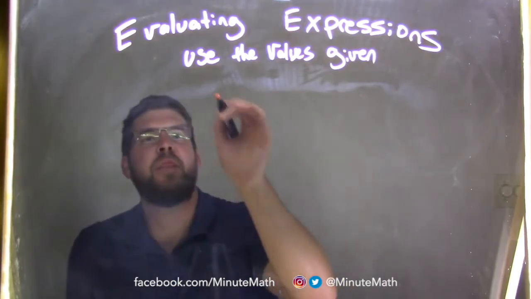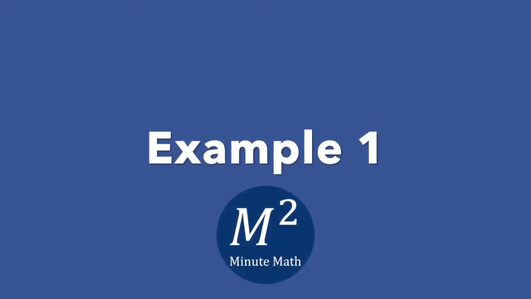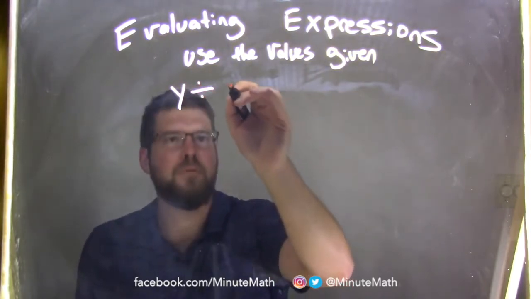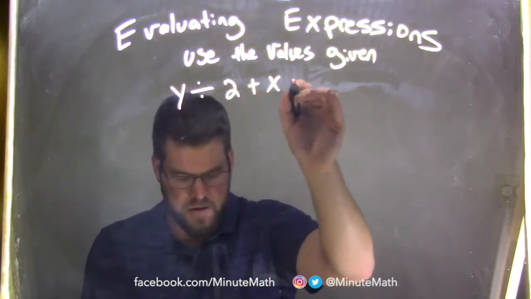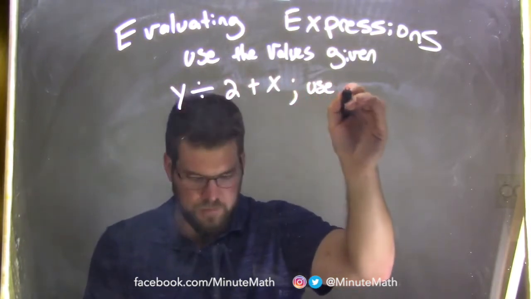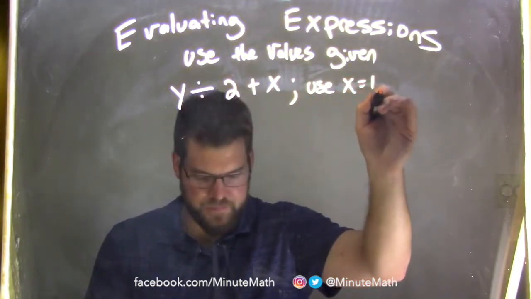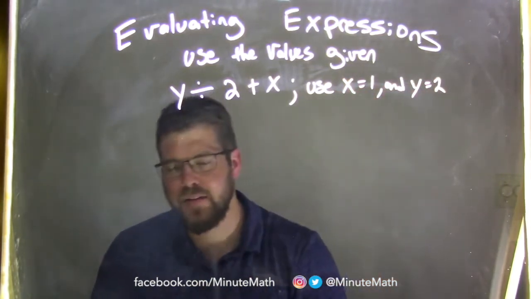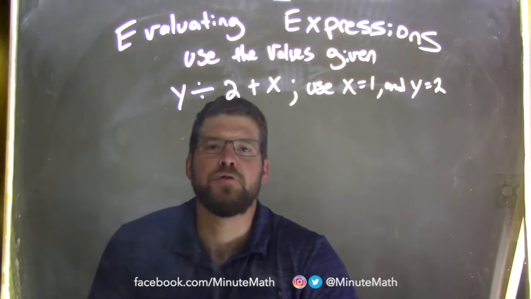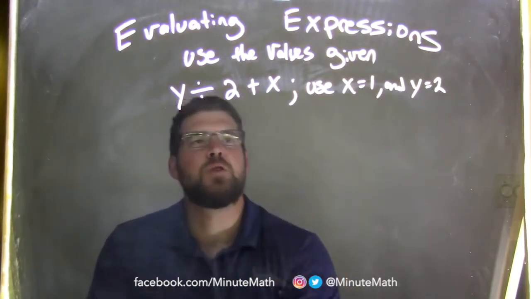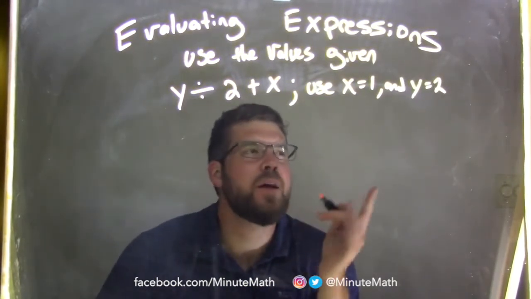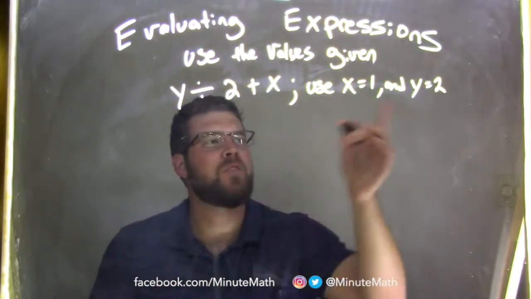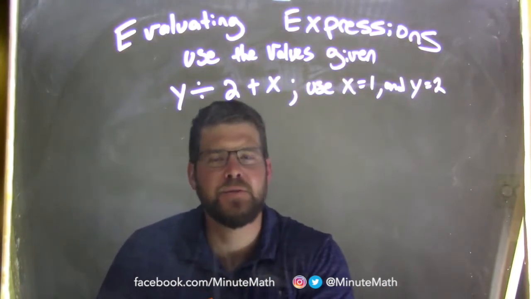So, if I was given this expression, y divided by 2 plus x, and I want to use x equals 1 and y equals 2. So I'm given x equals 1 and y equals 2. So I have y divided by 2 plus x. So I need to substitute 1 in for x and 2 for y. Then I need to simplify.